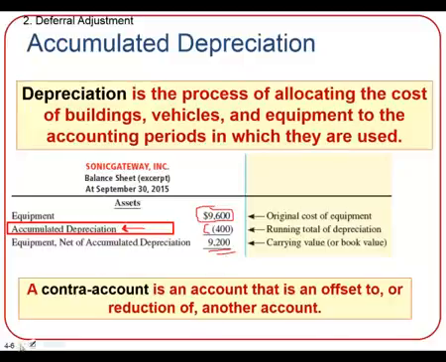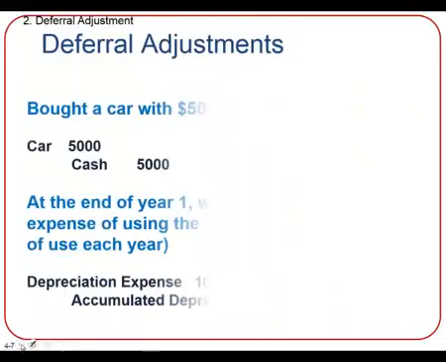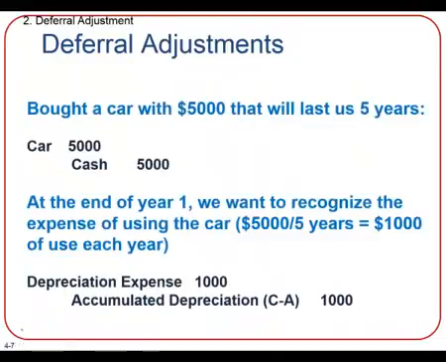Let's do an example, it'll make more sense. We bought a car with $5,000 that will last us 5 years. So here's our entry. We bought a car, our car went up, it's an asset, that's our debit, and our cash went down, an asset, so that's our credit.